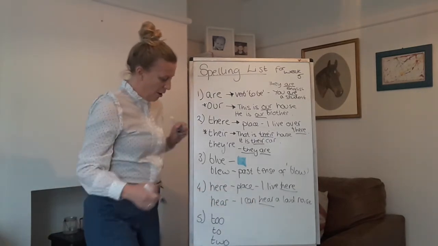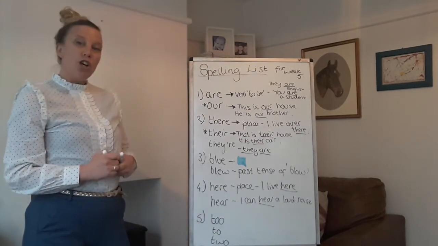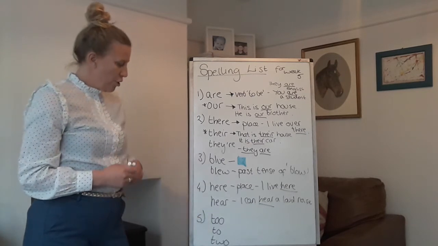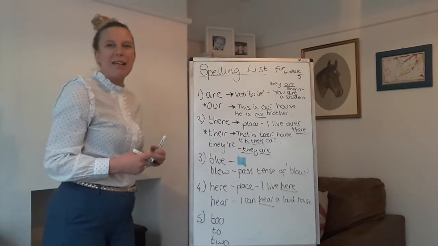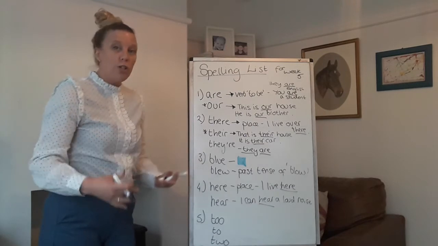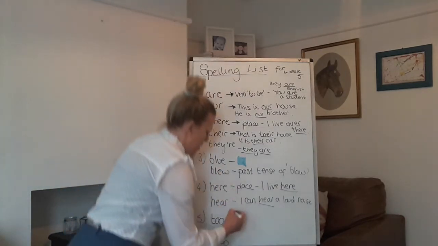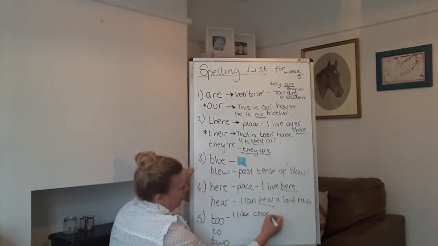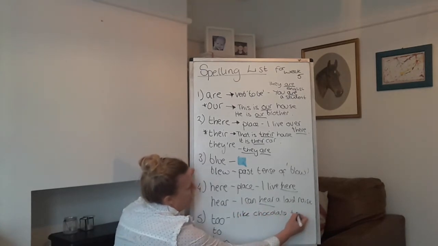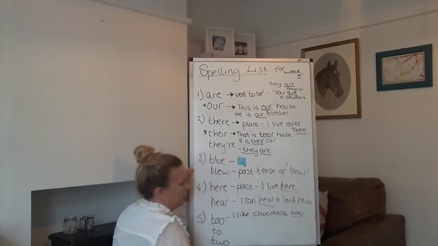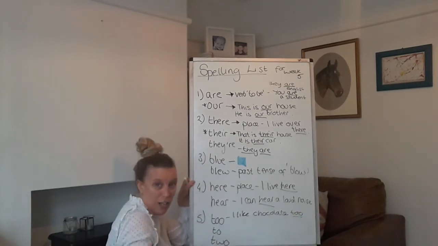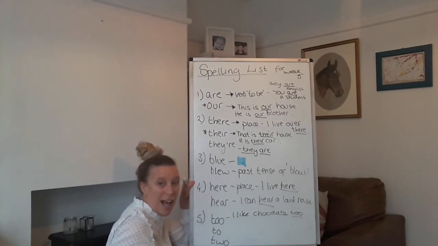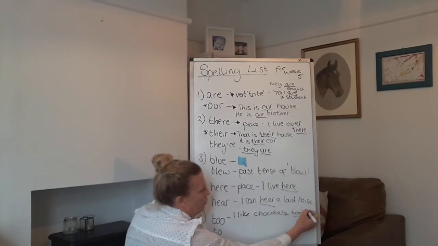Here, H-E-A-R. Then we've got 2, 2 and 2. 2, double O, T-O-O. This means extra, also, in addition, okay? So, I like chocolate too, as well as you. You like chocolate, I like chocolate too. Okay, in addition to, as well, also. A bit like also, I suppose, yeah.